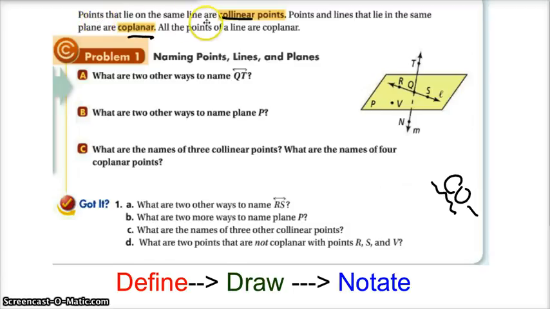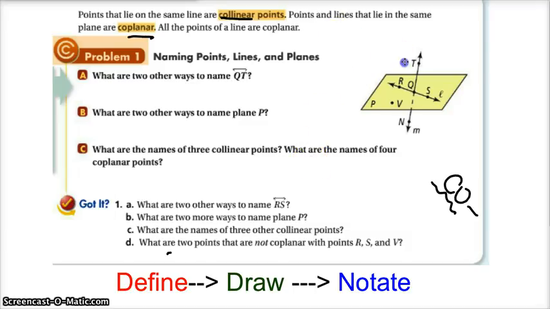Points that lie in the same line are collinear. Points and lines that lie in the same plane are coplanar. So anything that can lie in the plane is coplanar. Any points that lie on the same line is collinear. So let's take a look at some of these examples. Now that I've defined, I have to draw for you.